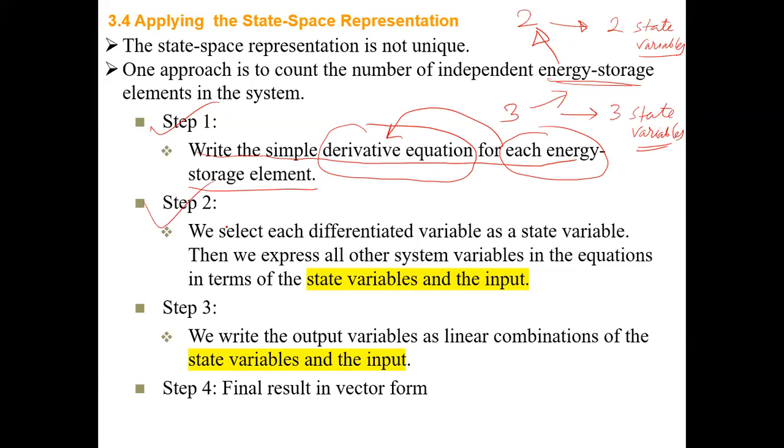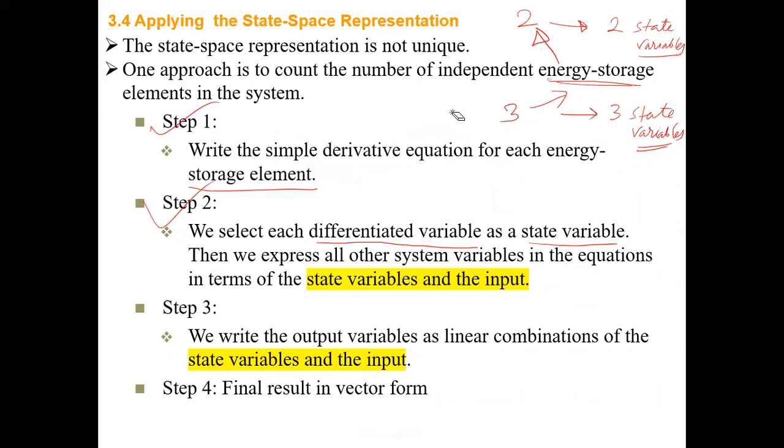Step 2, you select each differentiated variable as a state variable. Each differentiated variable. Suppose you have dq/dt equals I. Then that differentiated variable is a state variable. Then we express all other system variables in the equations in terms of state variables and input. Suppose, see what I meant.